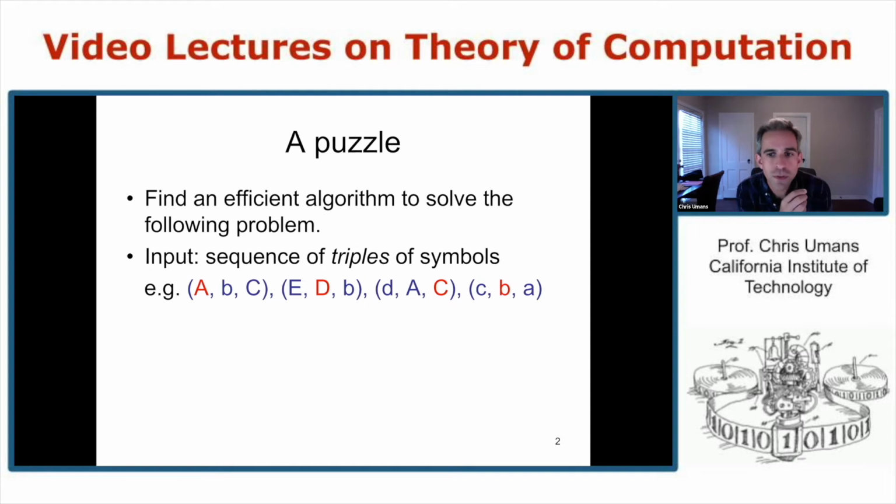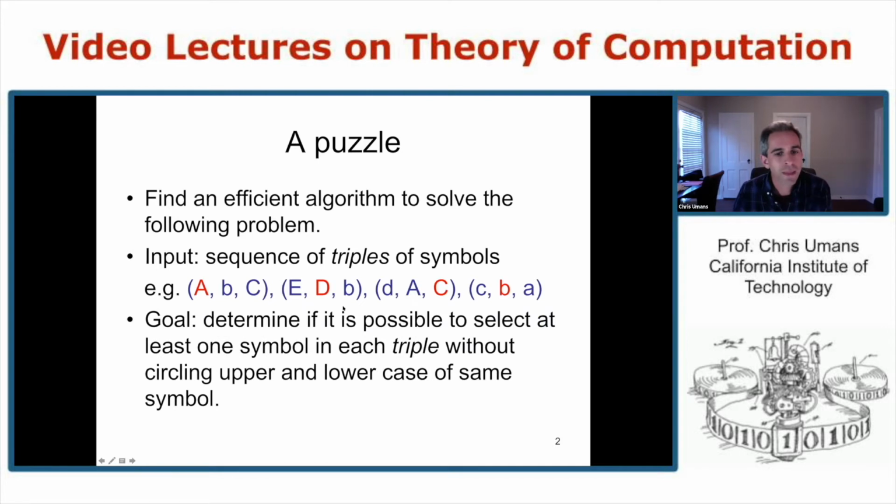You get a bunch of triples of symbols, which in the slides I've just indicated using characters. The symbols are alphabet characters. They're either uppercase or lowercase letters. There's two kinds of each type of symbol. So you get a bunch of triples of these, a long list, probably longer than these four that are indicated here. And the challenge for your algorithm is to look at such a list as its input and to determine if it's possible to select at least one symbol from each triple without selecting an uppercase and lowercase of the same symbol.